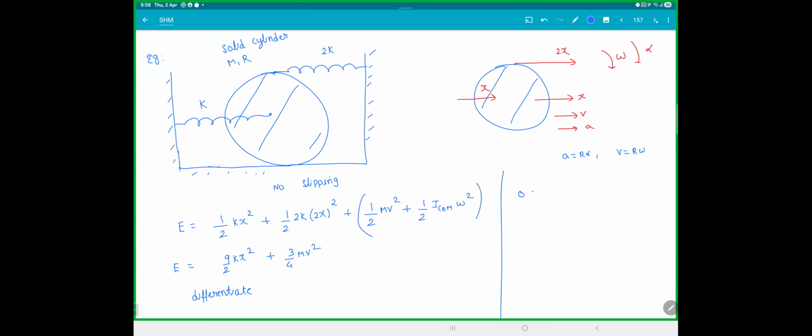Once you do this, you get 0. This would be 9 kx velocity, dx by dt, plus 3 by 2 mv acceleration. Maybe you get a is equal to minus 3 will cancel. 3 will be left, minus 6k by m times x. Did I get it right? Makes sense. So yeah, that's your answer. Please check. Did anyone else get this? Yeah, Samya got the same thing.